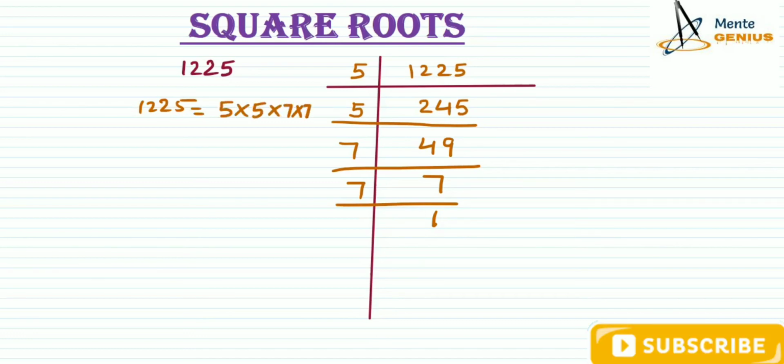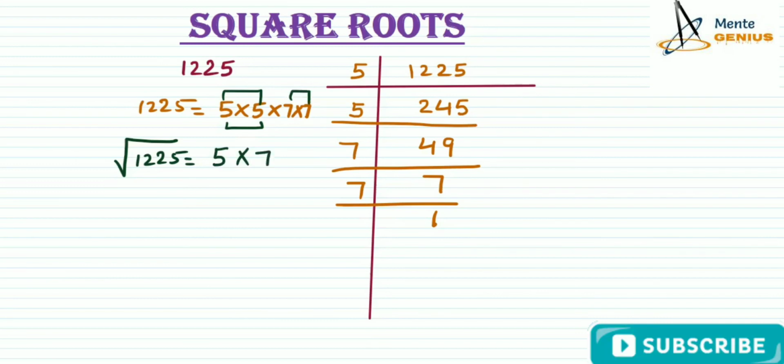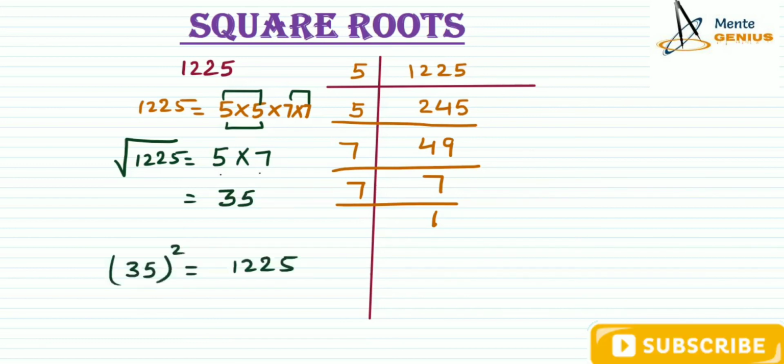Now we are just making the pairs. 5 times 5, 7 times 7. The square root of 1225 will be written as: for one pair we have to write one number. 7 times 5 is 35. So we can say that 35 square is equal to 1225, and vice versa we can say that the square root of 1225 is equal to 35.